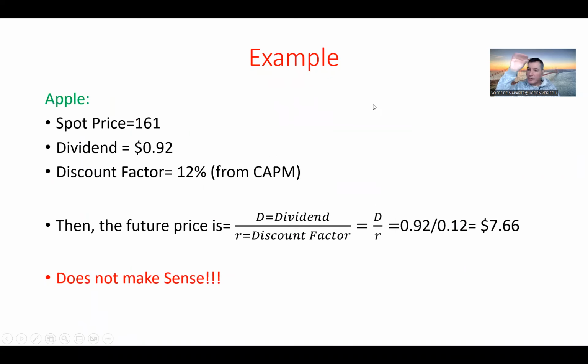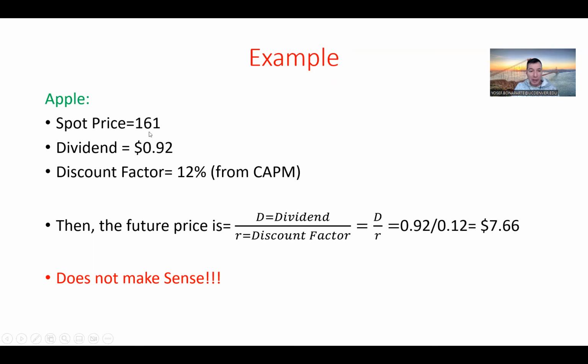I'm going to start from the basics about the DDM, the dividend discounted model. Suppose a company's price is 161. They give a dividend of 0.92, which in this case is Apple. The discount factor for them is 12%. We get the discount factor from CAPM. Then the simplest DDM model will say the price of the company is D divided by R, which is 0.92 divided by 0.12. In this case, $7.66.